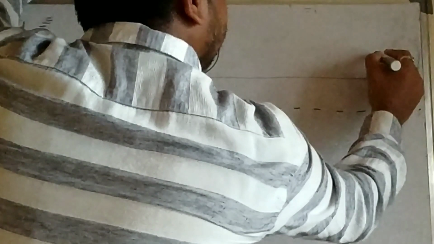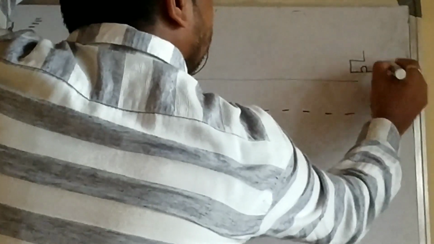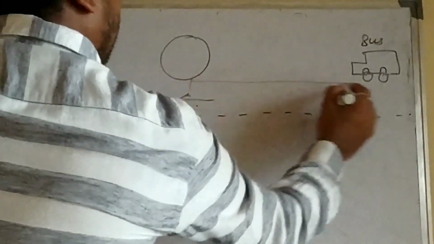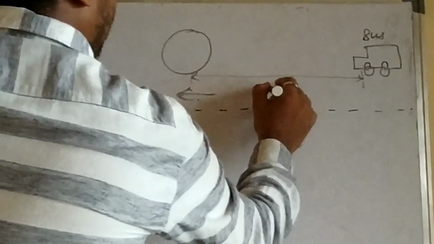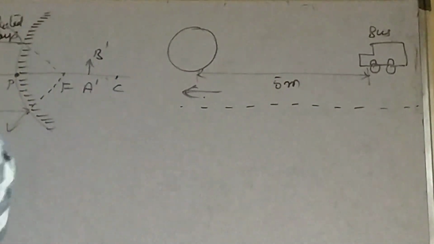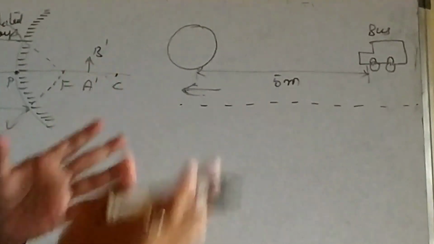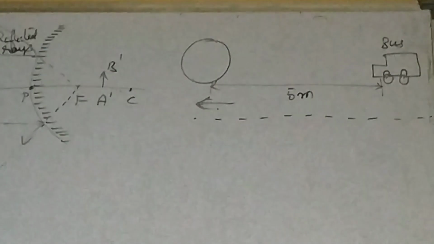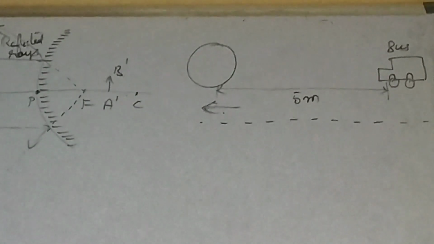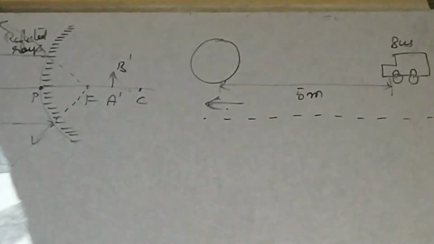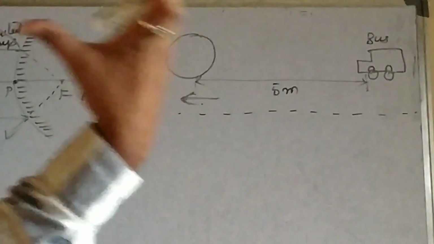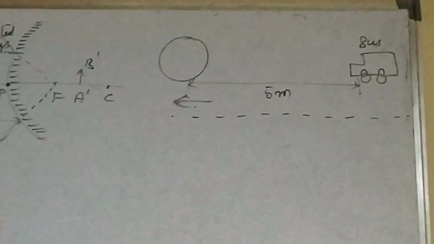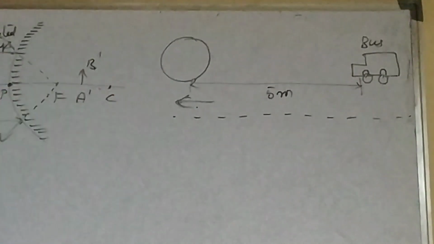Now see here, this is the bus which is at a distance of 5 meter. If you don't see the mirror, then if you just see there, you can easily tell that it is approximately 5 meter behind. But when you are seeing your mirror, your bike mirror, how does the image of the bus appear? Image of the bus will appear enlarged.